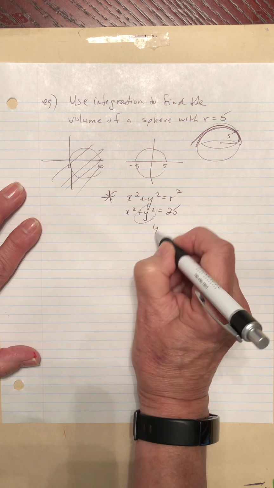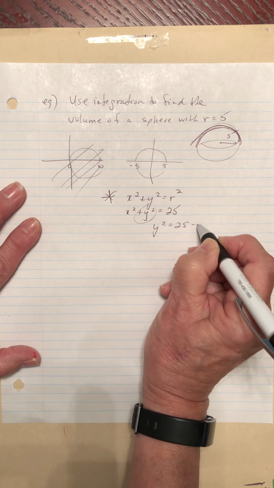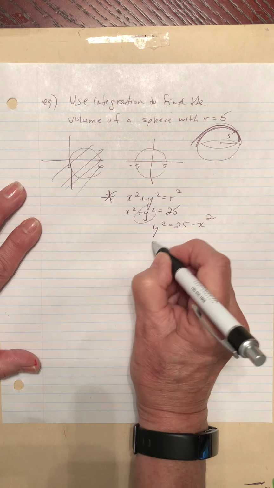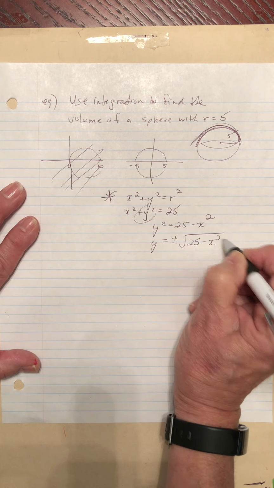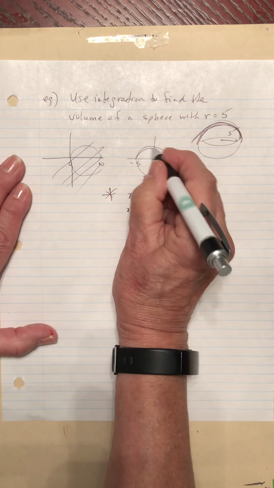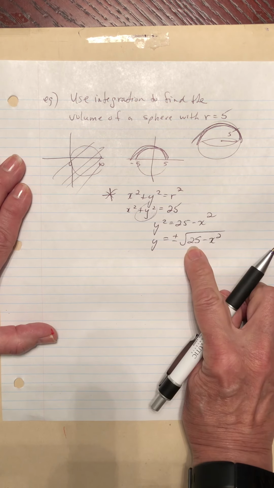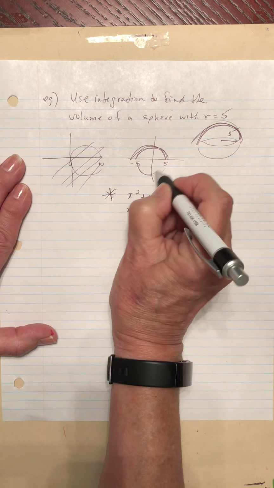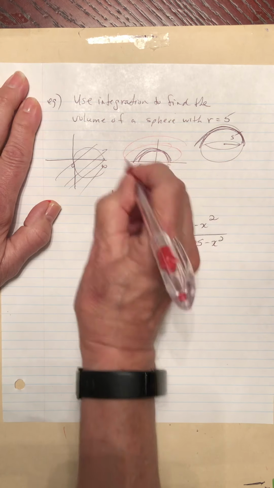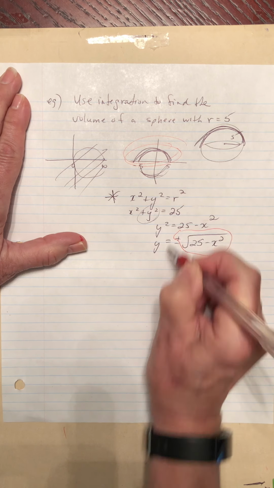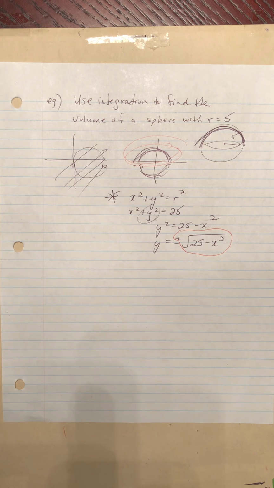So my formula would be x squared plus y squared equals 5 squared. Isolate my y, so I have y squared equals 25 minus x squared. Square root both sides. So this would be my positive root 25 minus x squared, and the bottom would be the negative. Well, I'm only looking for the top, right? We're going to take that top function. So that would be the formula that I want to integrate.